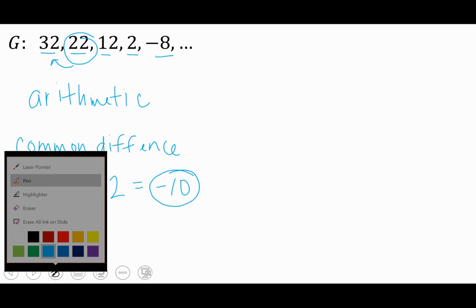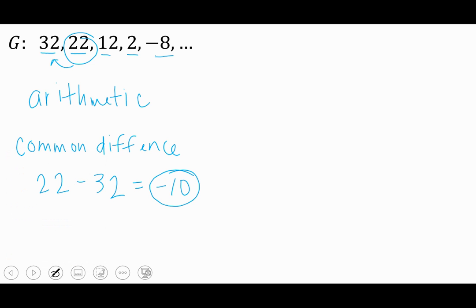The next objective is to be able to then write a recursive definition for this sequence. A recursive definition always has three parts. The first part tells us what the first term is. The second part tells us what to do with the term before any term to get to the one that you're on. So for this particular sequence, the first term is 32.